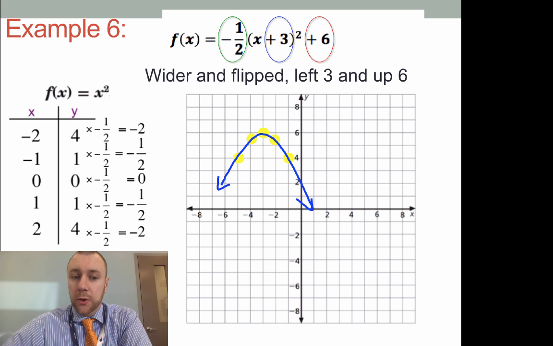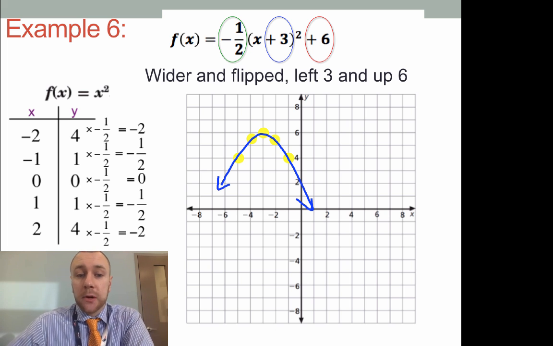So those are the most complicated graphs that you're going to be doing. But practice the graphs on the next page. Remember, A multiplies the y values, H moves things left or right, K moves things up or down.